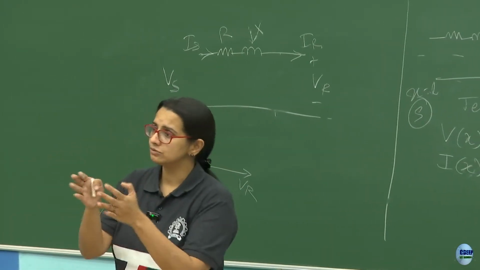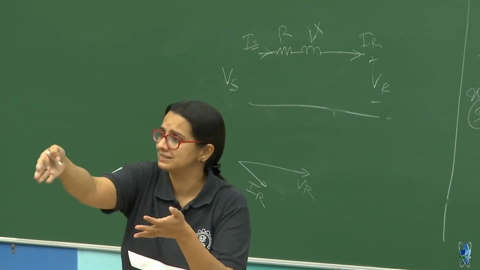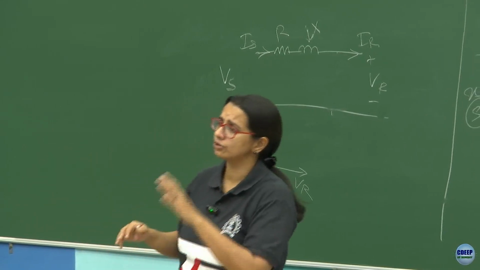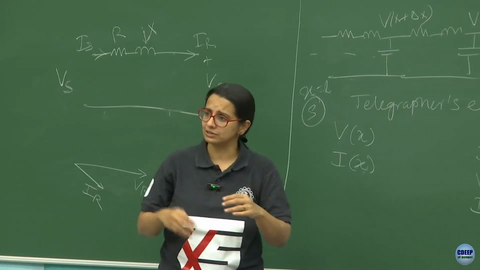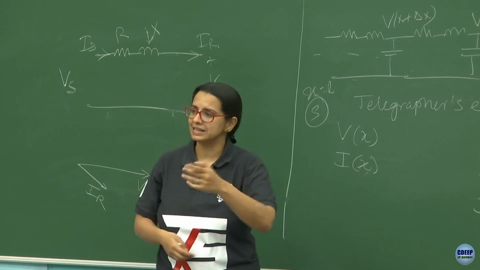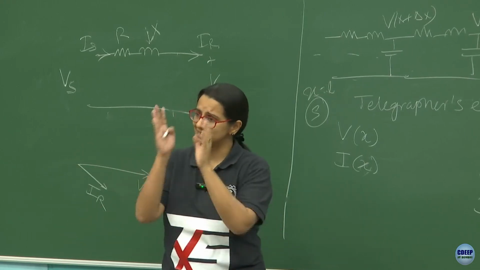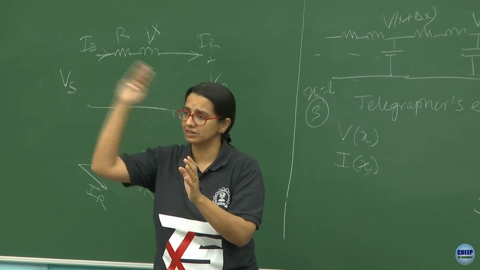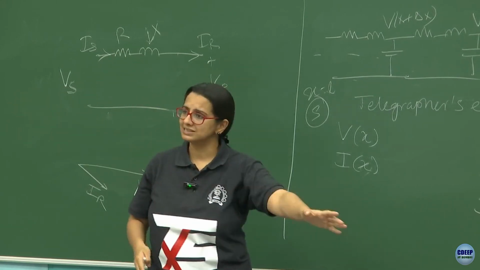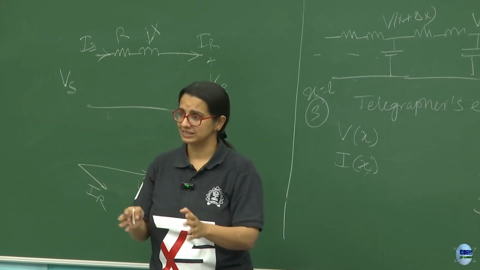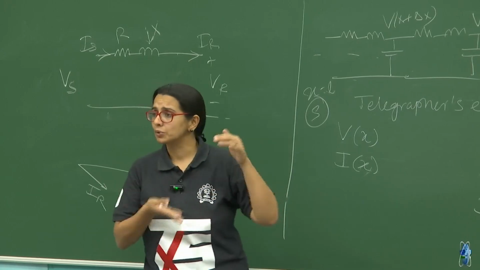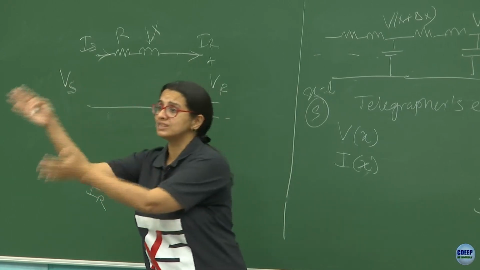It is not telling you what's happening at some distance x from the receiving end, or at some distance L minus x from the sending end. It's giving you terminal relationships. If your receiving end needs so much, what is happening at the sending end? That's what it's telling you. Or vice versa, if you were providing this at the sending end, what would you receive?